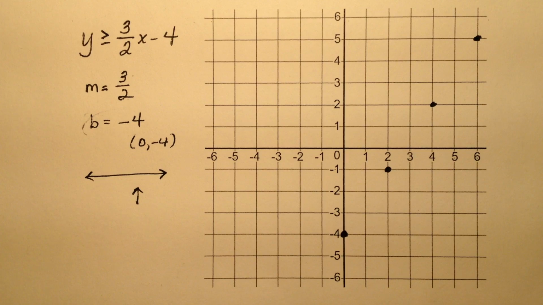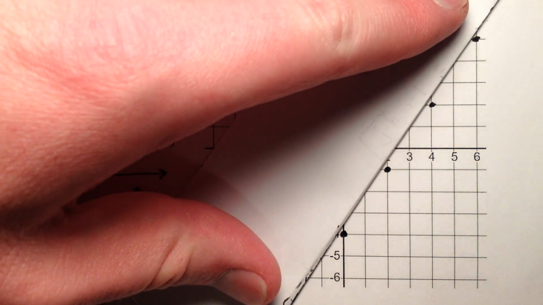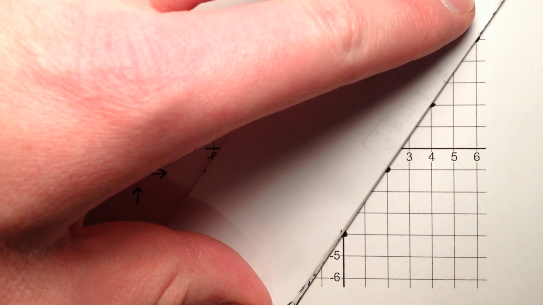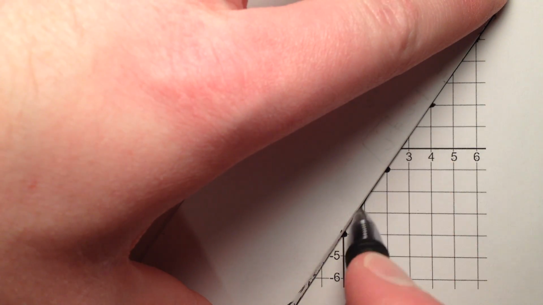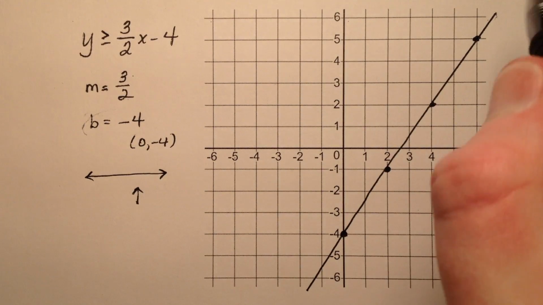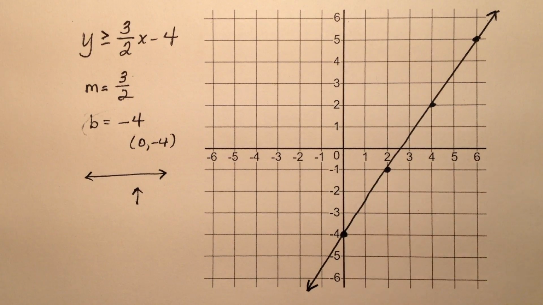Okay, so here are my points. So let's grab a straight edge here and go ahead and draw this solid line that's going to be between these points. Okay, put the arrows there.